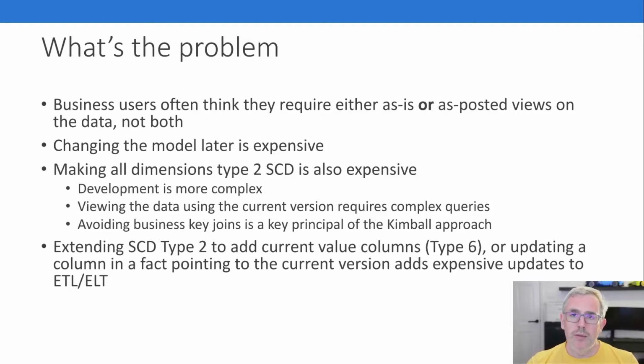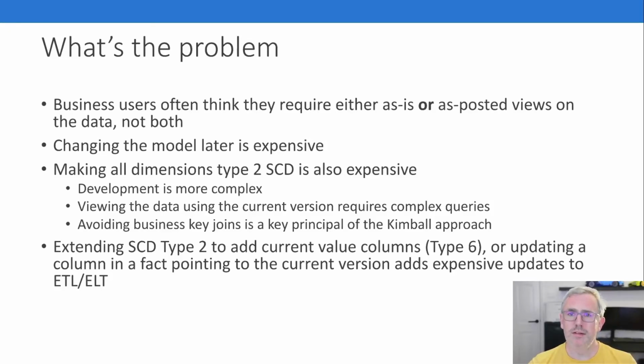But making all dimensions slowly changing type 2 dimensions is really expensive too. Development's more complicated, we need to make sure it's working correctly, and we need to test that. And then viewing the data to get to the current version is more complex. We have more complex queries because what typically happens is we join the data to the dimension using the surrogate key. That gives us the historical version, and then we join that dimension to itself using the business keys to find the current version.